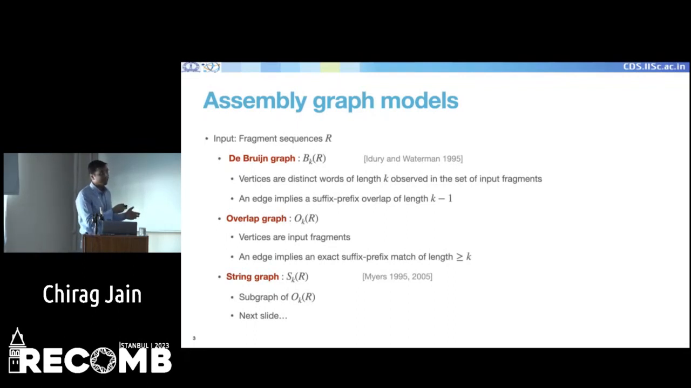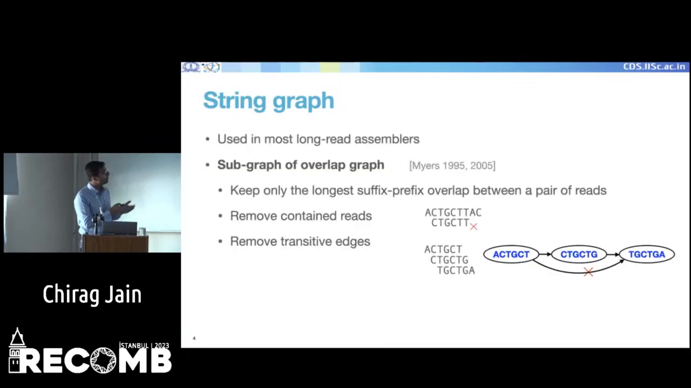Finally, the third data structure that I want to mention is the string graph, which was developed by Myers. And the definition of string graph is that it's a subgraph of the overlap graph. How is it a subgraph? So when we talk about string graph, which is now used in the state-of-the-art assemblers, it is a subgraph of the overlap graph in the following way. First, it only keeps the longest suffix prefix overlap between a pair of reads, because if a pair of reads have multiple suffix prefix overlaps, it will only keep the longest one.